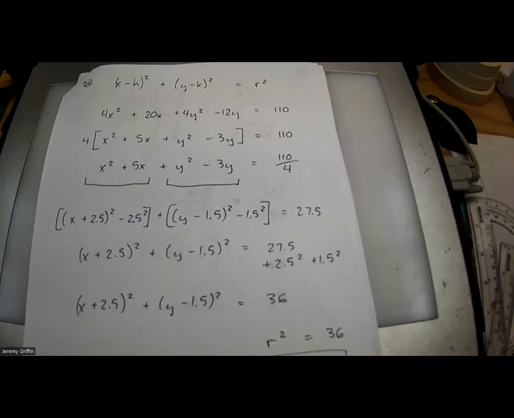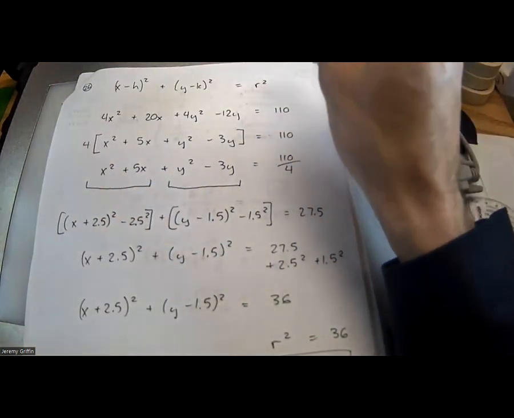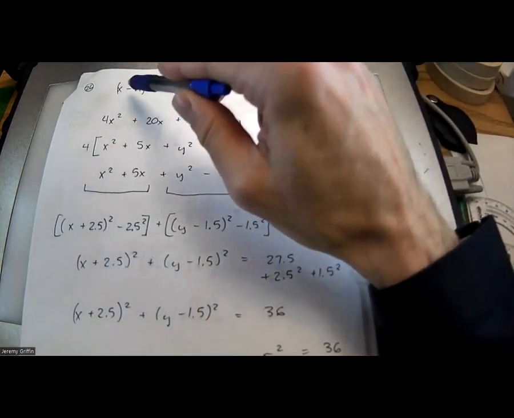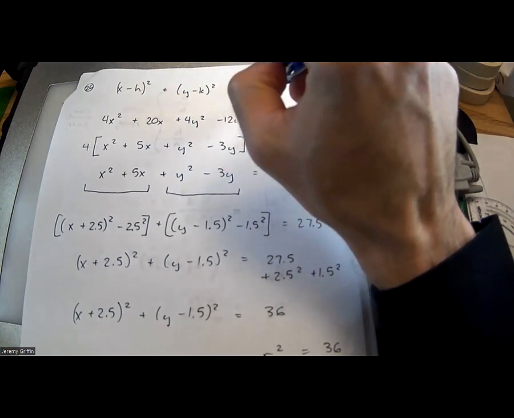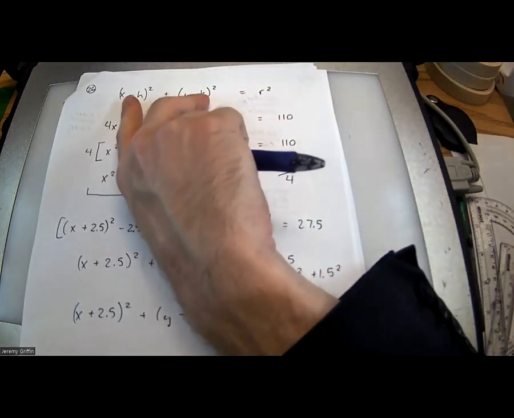So the answer was 6. And so why is the answer 6? Think about what a circle should look like. Do you guys remember a standard form of a circle looks like this? X minus h quantity squared plus y minus k quantity squared is equal to r squared, where h, k is the center of the circle. Remember that they're subtracting that off.